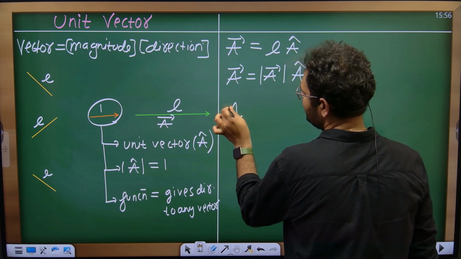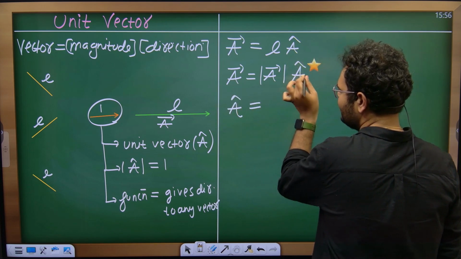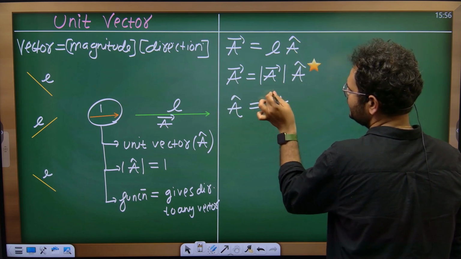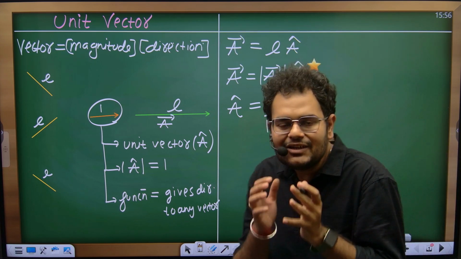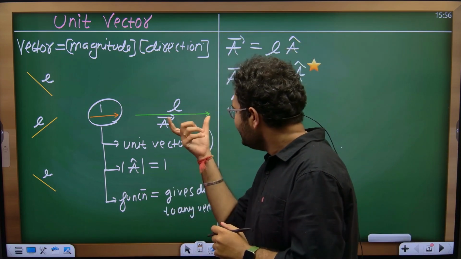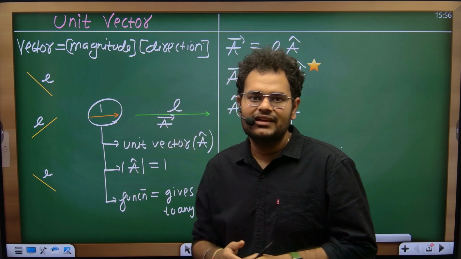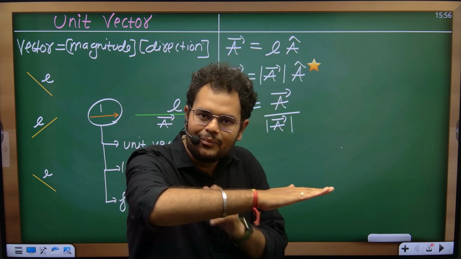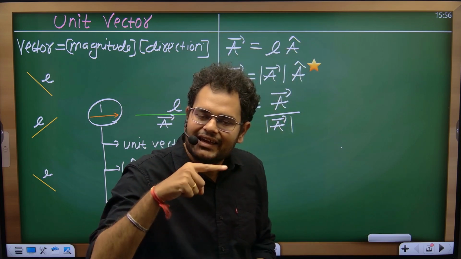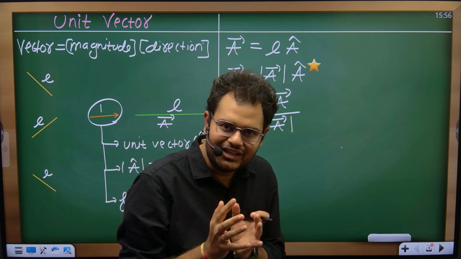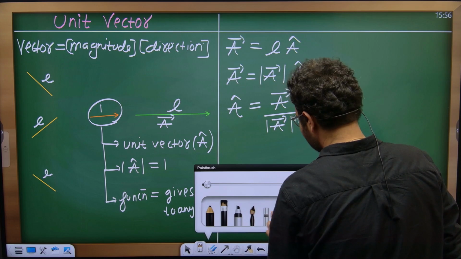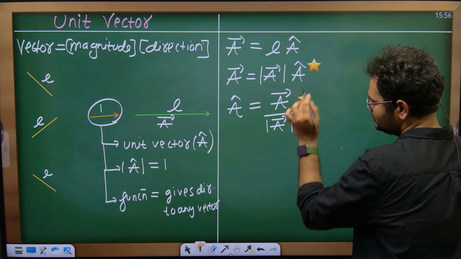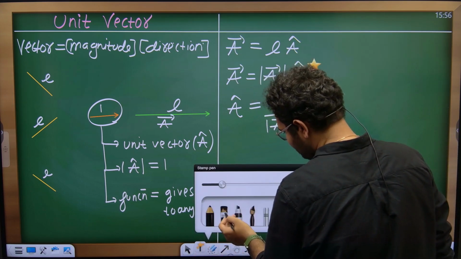I also get a very important formula for unit vector. A cap is nothing but the vector A divided by the vector magnitude. That means if I divide any vector by its length, then I get the unit vector. Are you getting it? Another important formula we will use in numericals, because today we are going to solve a lot of numericals.